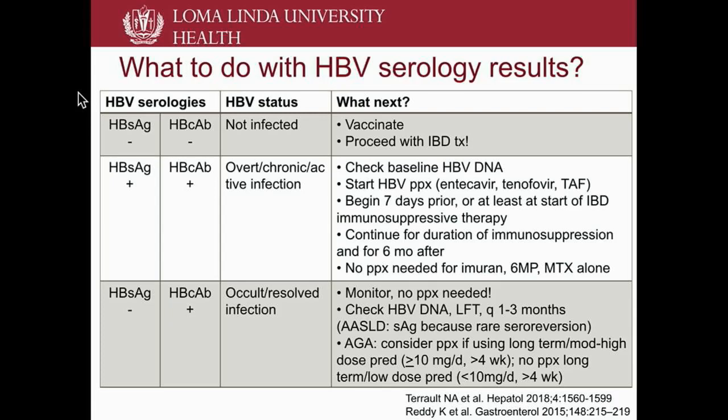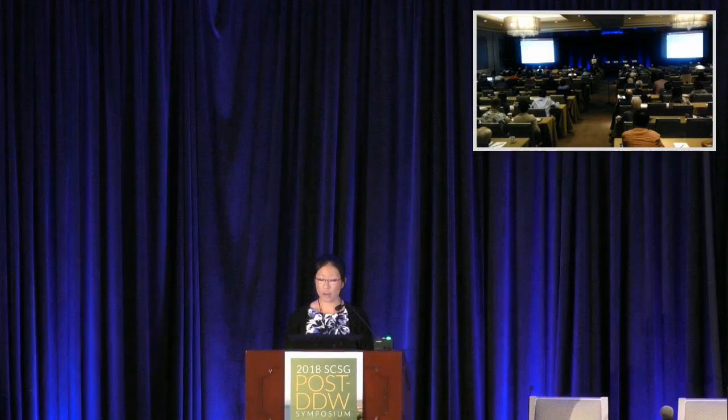AASLD does not specify this, but AGA does say that you should consider prophylaxis in these core antibody positive patients if you're using long-term and what they call moderate to high doses of prednisone, which is basically anything greater than or equal to 10 milligrams for over 4 weeks. But they do specify if you're using low-dose long-term prednisone, prophylaxis is not needed. So back to this abstract, hepatitis B reactivation with anti-TNFs was a retrospective multi-center study from Asia.